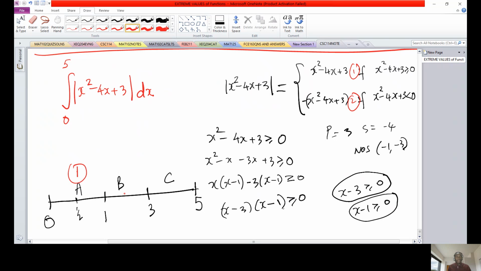In this interval here, pick a number like 2. If I put 2 here, I get a negative, and 2 here I get a positive. Negative times a positive, I get negative. So it will not satisfy this condition. So therefore, this interval from 1 to 3 cannot be used for formula 1 because it doesn't satisfy this condition here. So from 1 to 3, the function that defines that interval must be formula 2.